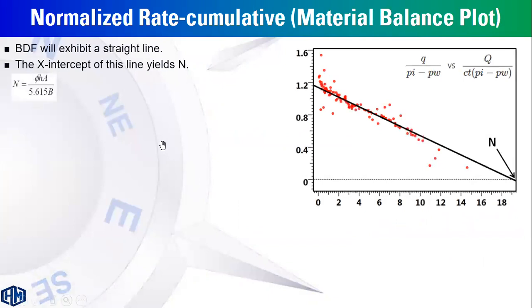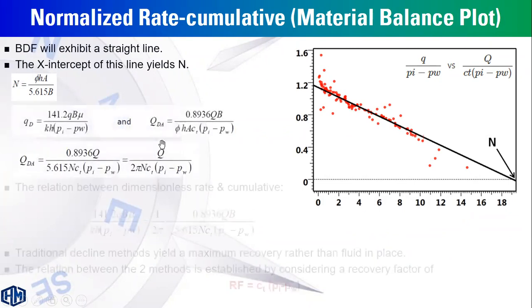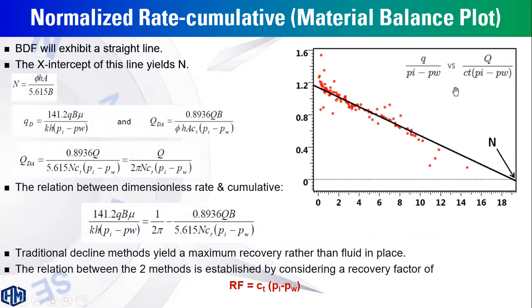Second, the normalized rate versus normalized QM plot, a simple relationship between this term on the y-axis against this on the x-axis, and the x-axis intercept will equal N, the stock tank oil initially in place. This is simply the normalized rate QM plot defined using this equation.